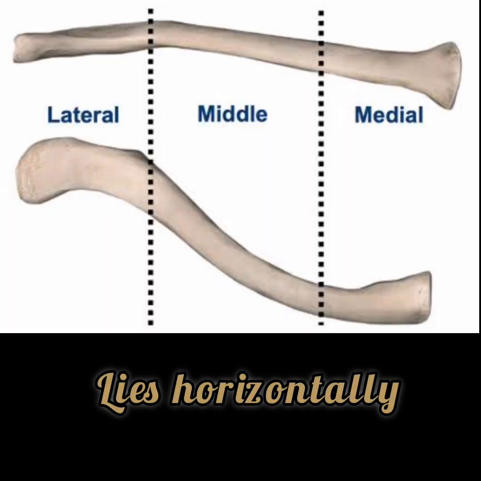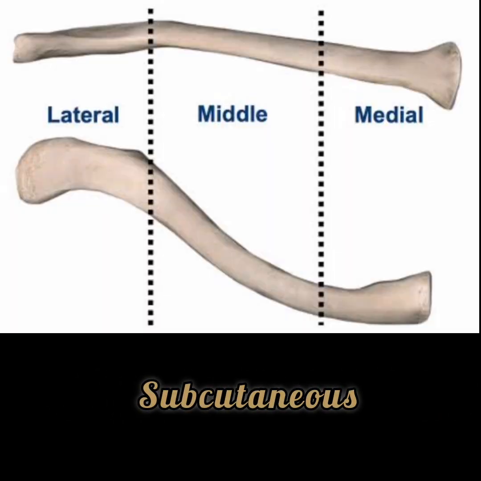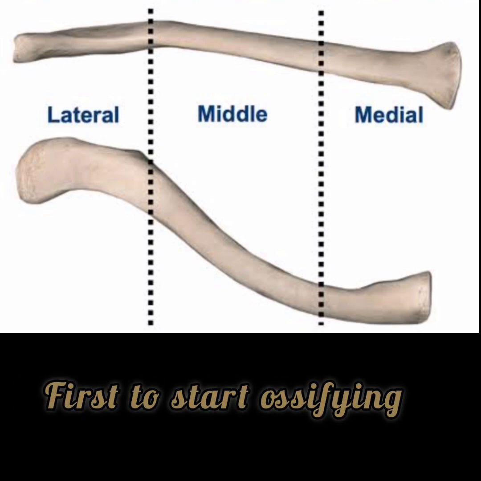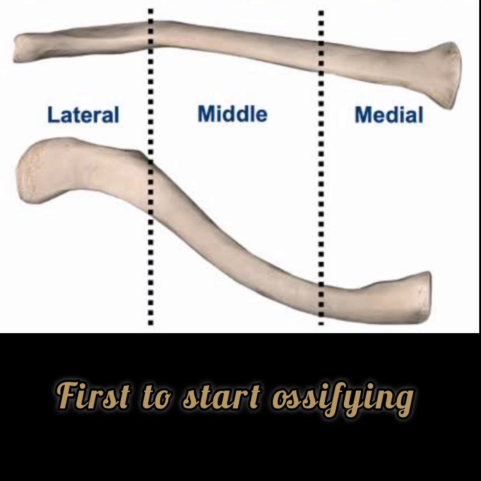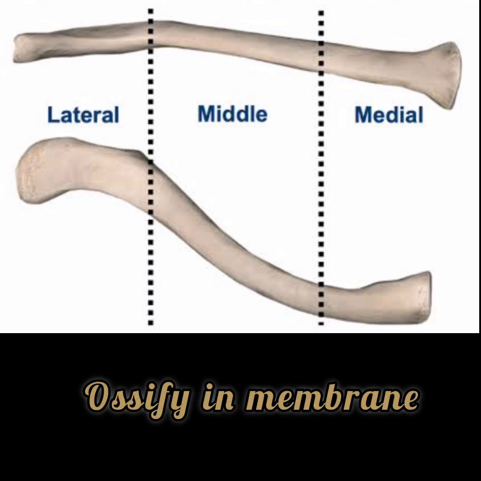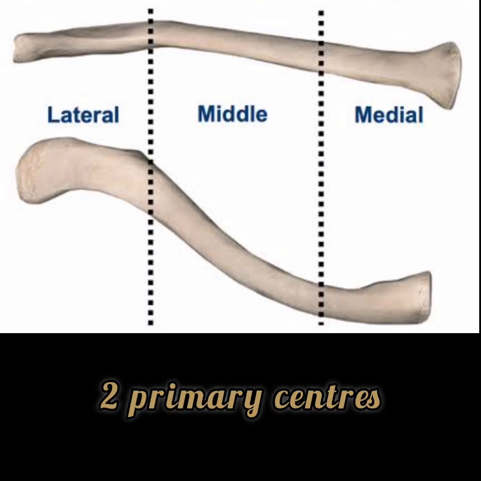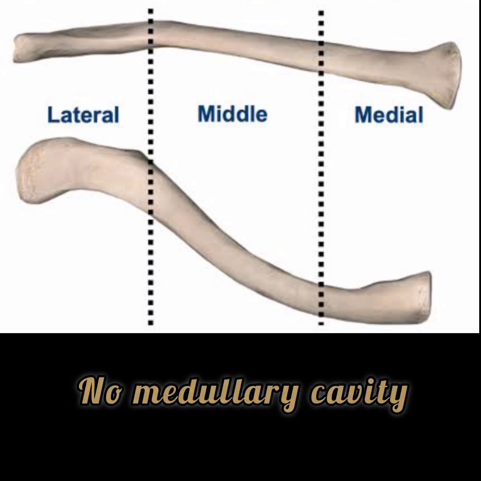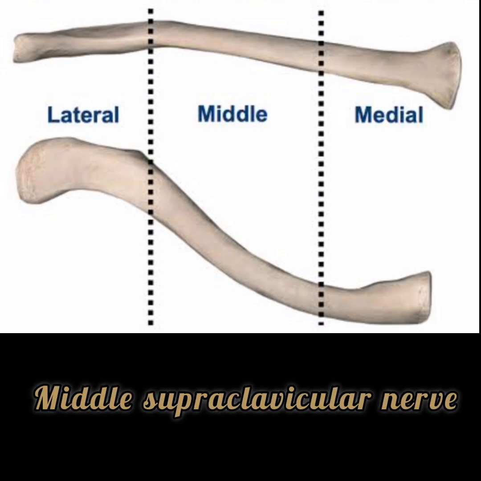Peculiarities of the clavicle. It is the only long bone which lies horizontally. It is subcutaneous throughout. It is the first bone to start ossifying. It is the only bone which ossifies in membrane. It is the only long bone which has two primary centers, and there is no medullary cavity. It is occasionally pierced by the middle supraclavicular nerve.